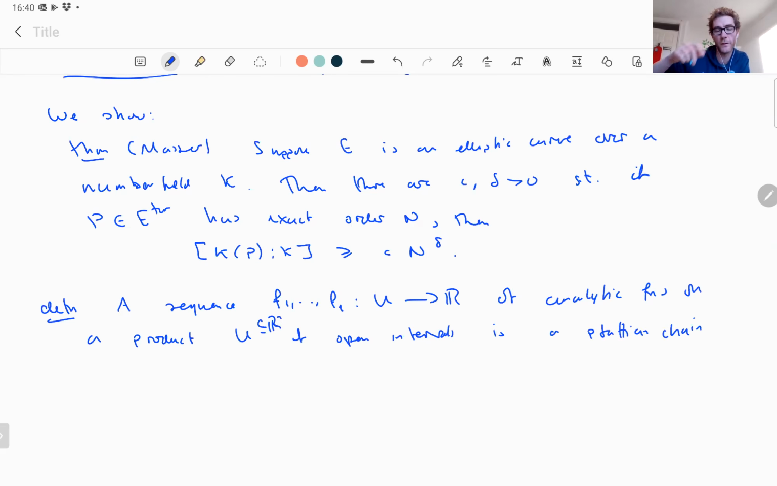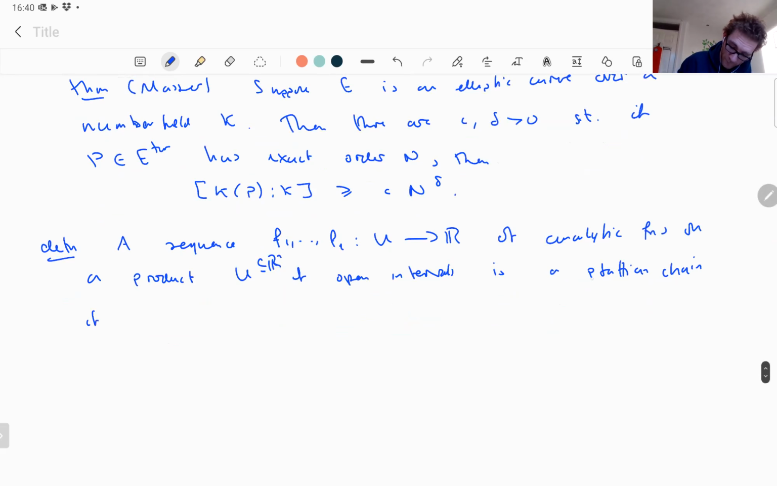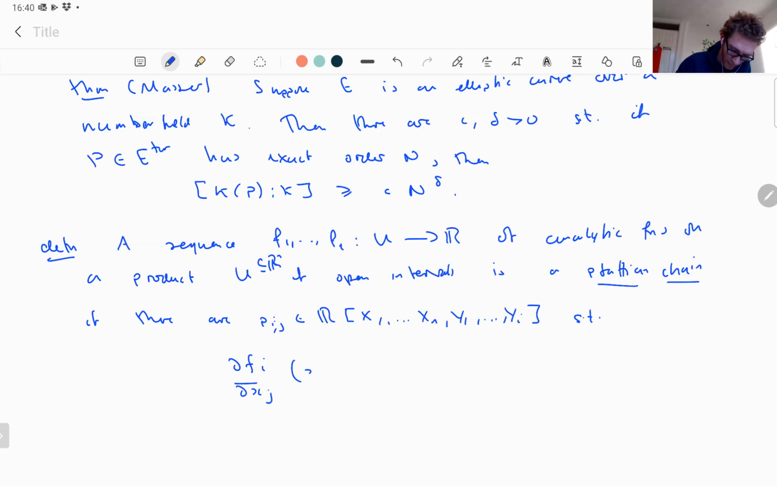If it's derivative, as you go along, the derivatives depend polynomially on the things you've already got. So there are polynomials P_ij in n plus i variables, such that when I differentiate f_i with respect to x_j, we get P_ij of x and then f_1 up to f_i. So you have a triangular system of differential equations.